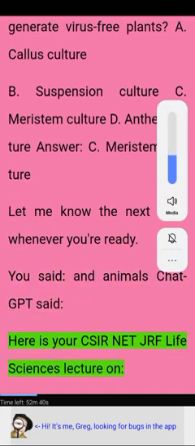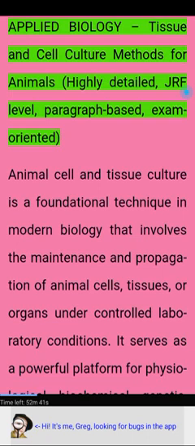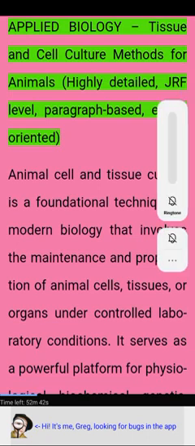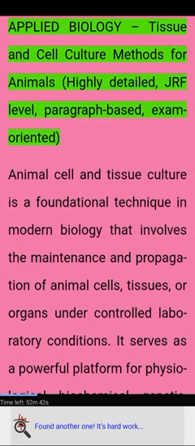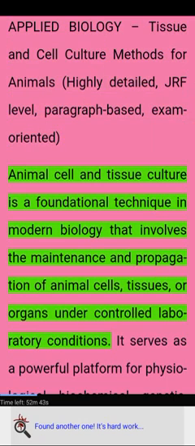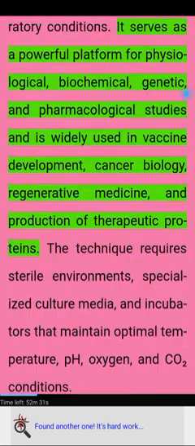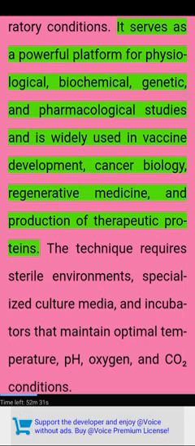Here is your CSIR-NET JRF Life Sciences lecture on Applied Biology: Tissue and Cell Culture Methods for Animals, highly detailed, JRF level, paragraph-based, exam-oriented. Animal cell and tissue culture is a foundational technique in modern biology that involves the maintenance and propagation of animal cells, tissues, or organs under controlled laboratory conditions.